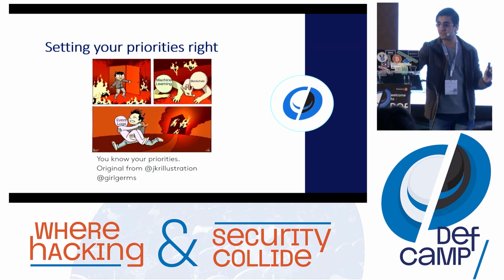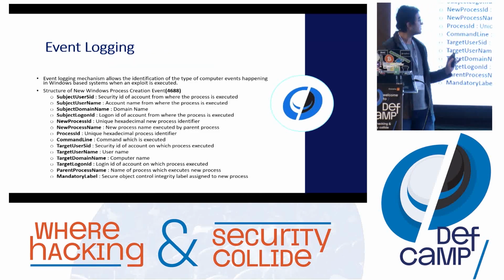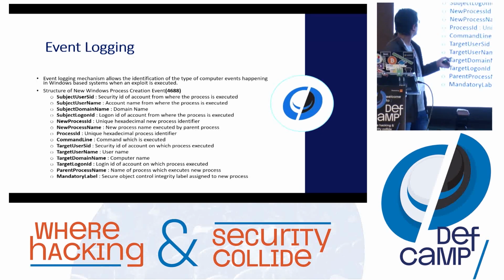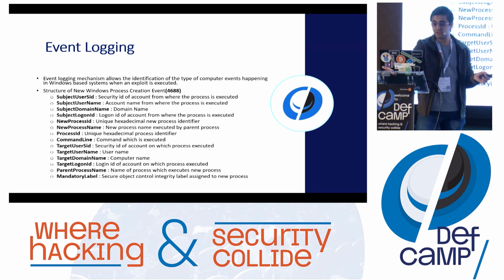I'm actually focusing on the event log that is the process creation event. This is the process creation event ID 4688. You can see a lot of information in this event log. But how can we use this information? It has the new process ID, process name, process ID, and command line arguments. Those were the main points of interest.